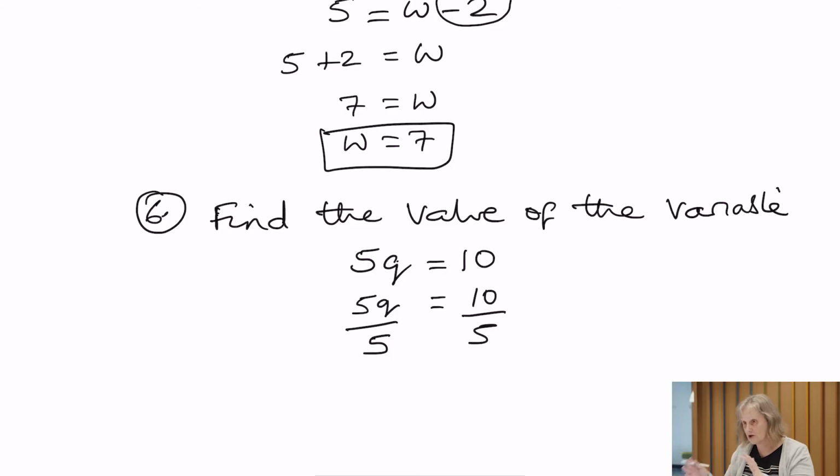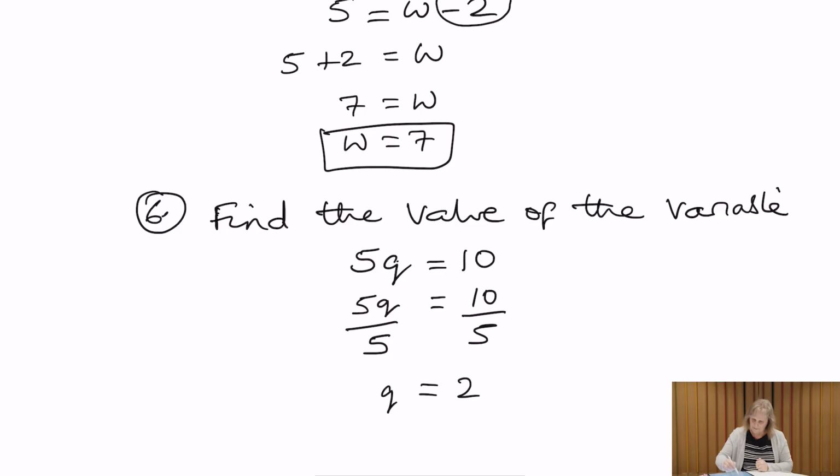We've got fractions now on both sides. If we just look at the numbers, 5 divided by 5 is just going to give me 1q. And 10 divided by 5 is going to give me 2. Now, we don't write the coefficient 1, so we're just going to leave it as q is equal to 2. We recognize it means 1q is equal to 2. So that means we've now found the value, q is 2.